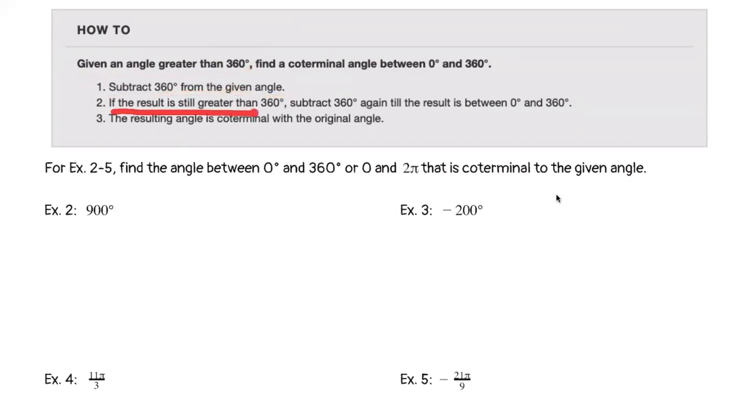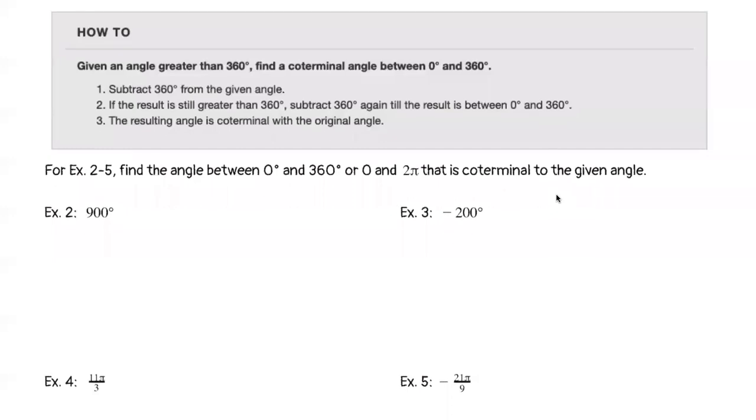If the result is still greater than 360, you keep subtracting again until you get a result between 360 and 0. Your end result is an angle that is coterminal with the original angle.